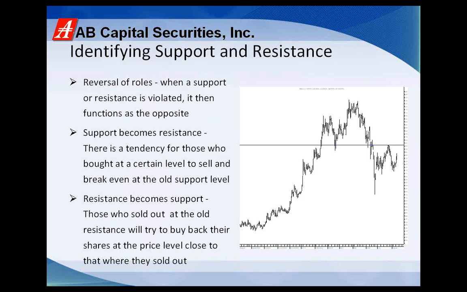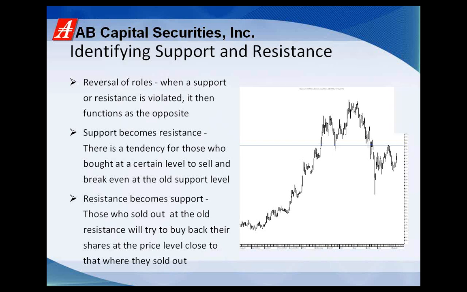Now, resistance can become support because those who thought that the stock would not go up upon hitting resistance, but were disappointed to find out that it eventually broke out, would want to buy back the shares that they sold at that same price. That's why when a stock that breaks out of resistance corrects back to the old resistance level, it now becomes a support level, because those who thought they sold too early will be buyers in the market. So that's a quick explanation of the reversal of roles of support and resistance levels.